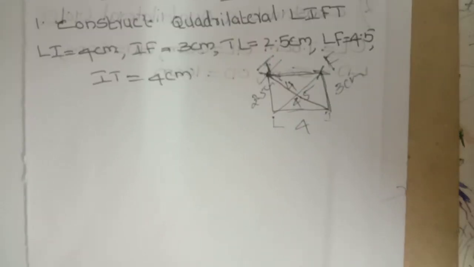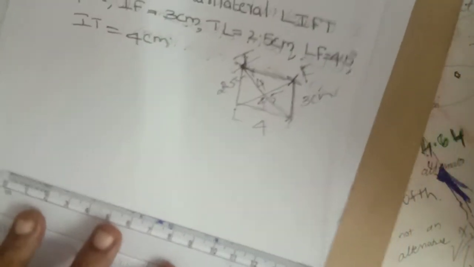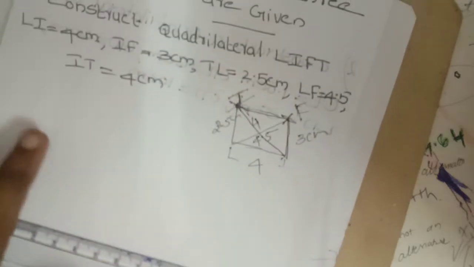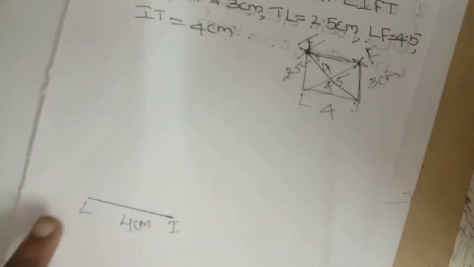So construction: how to construct this one? First we decide LI comes as a baseline. So LI value is how much they gave? 4 centimeter. So we take 4 centimeter in a scale, 0 to 4 centimeter. Then mark it as L and I. 4 centimeter marking. Next our aim is the F point. How to construct the F point?